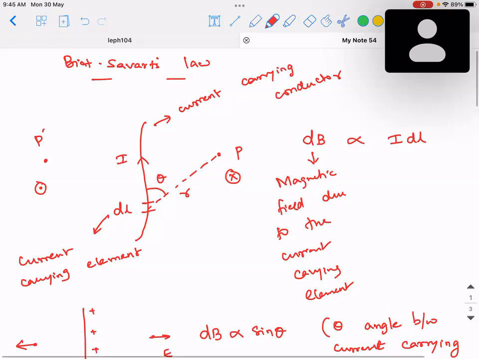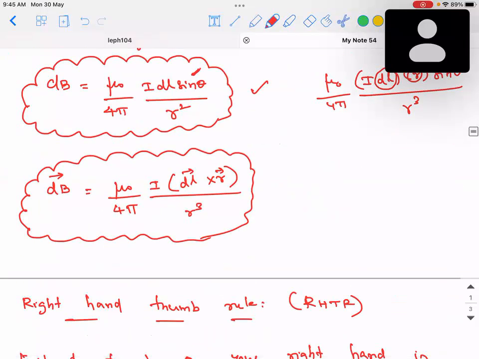So this is what the Biot-Savart law is. Now coming to this mu naught. This mu naught is called the permeability of free space. Please write it down. What do you mean by permeability? The extent to which the medium allows magnetism to exist in it.